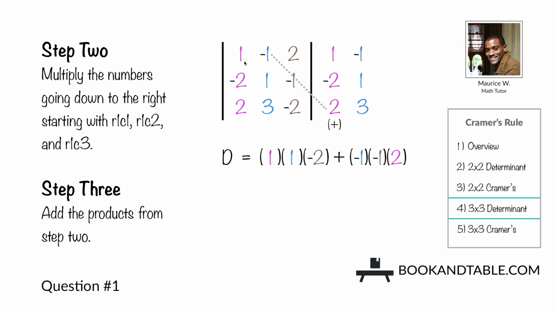So that would be first row, second column, negative 1. And we multiply the numbers going down to the right, giving us negative 1 times negative 1 times 2. And we're going to place a positive sign in front of that product. And now we go to R1, C3. So the first row, third column is positive 2 here. And we multiply the numbers going down to the right, giving us 2 times negative 2 times 3. And we're going to place a positive sign in front of it.